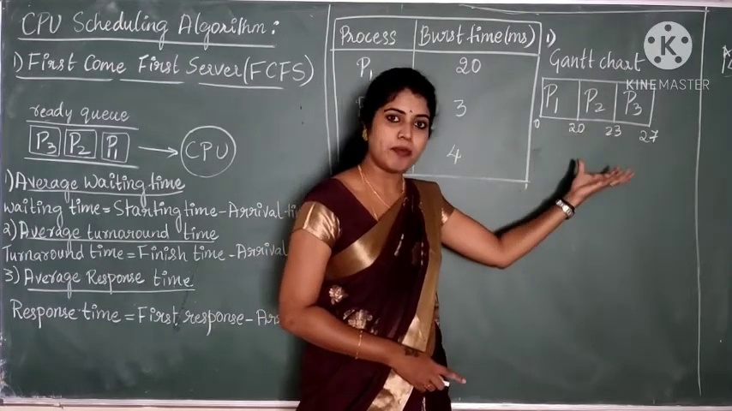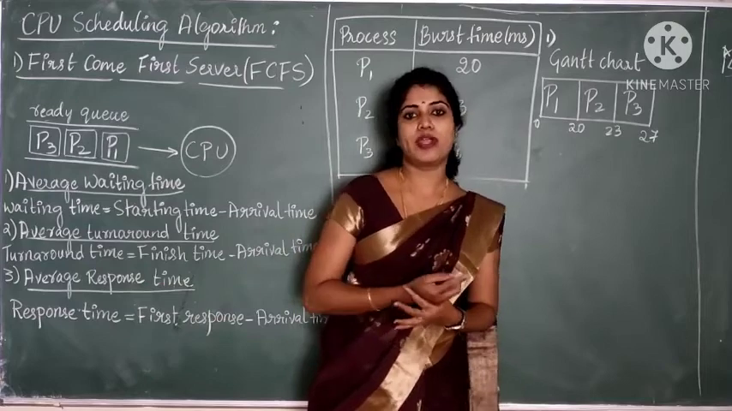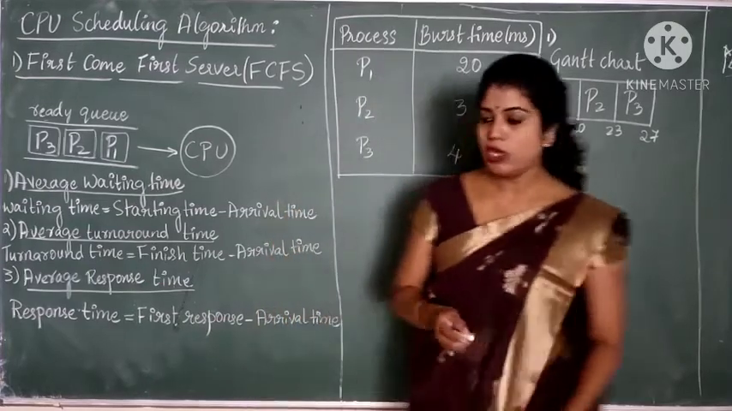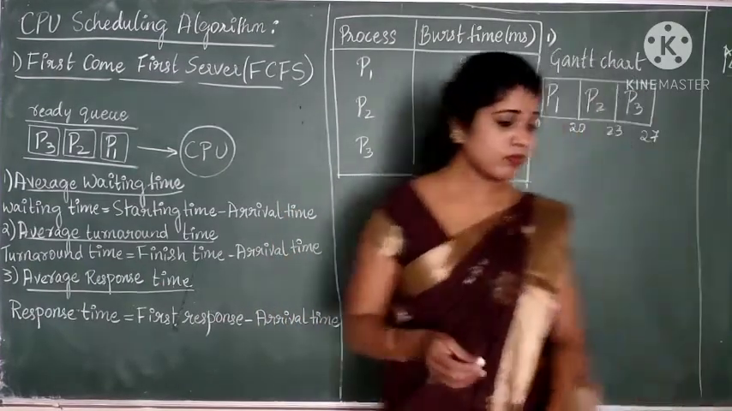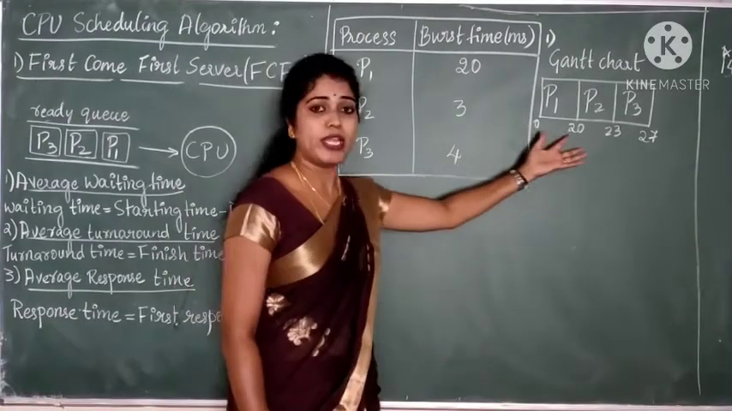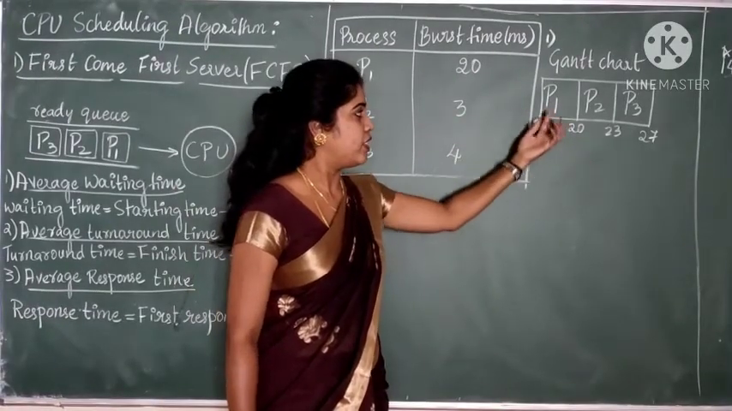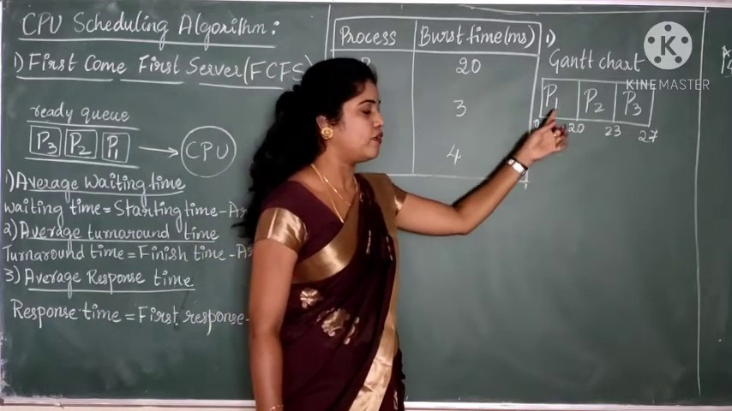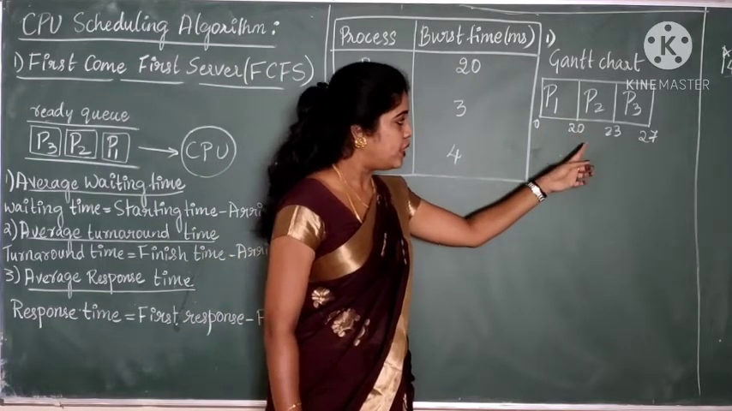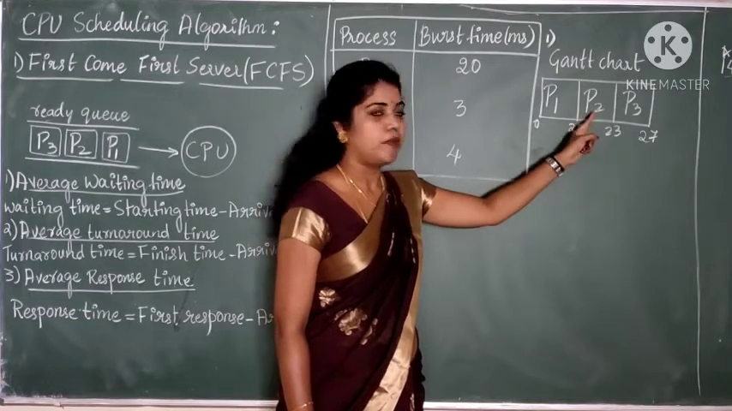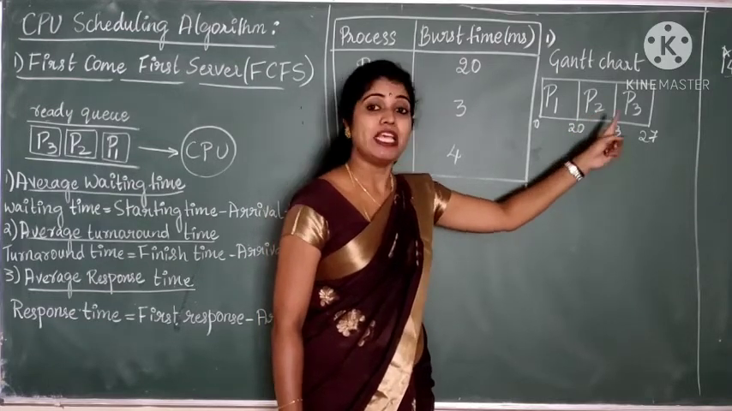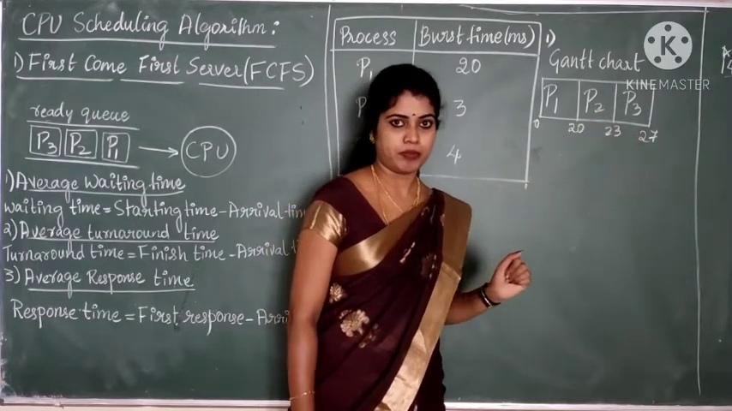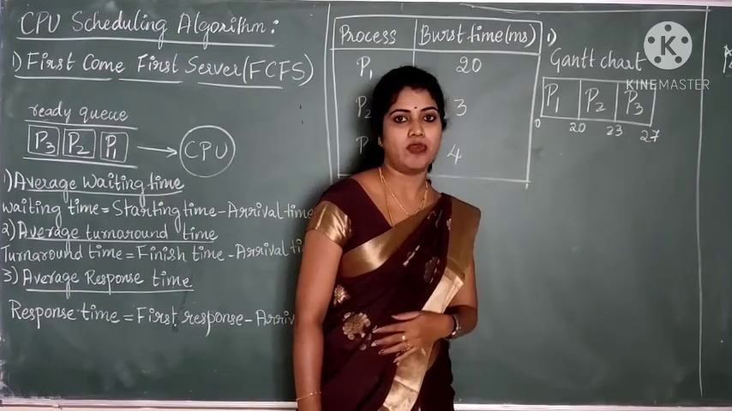Once you write a Gantt chart properly, you can do all the calculations perfectly. Now let us work with the calculation. The Gantt chart is very clear now. You write P1 first, 0 to 20 is taken by P1, then 20 plus 3 is taken by P2, and 23 plus 4 is taken by P3. So this is the way the Gantt chart is written.